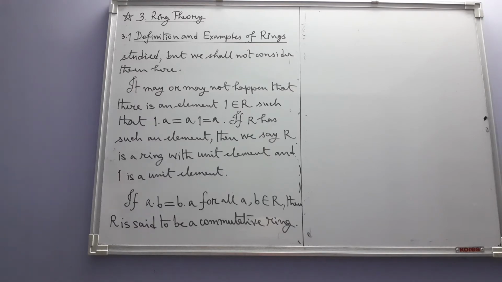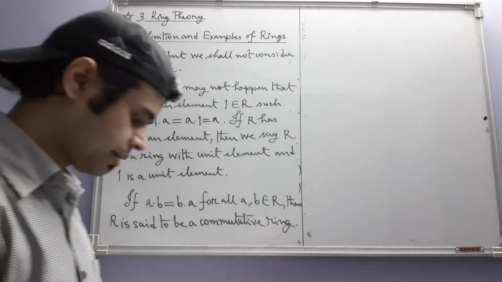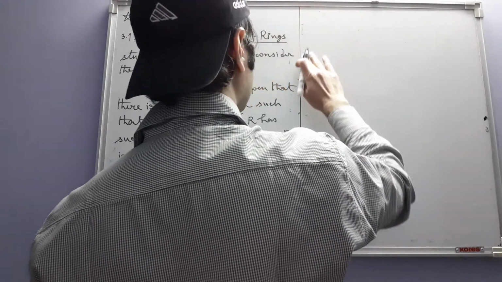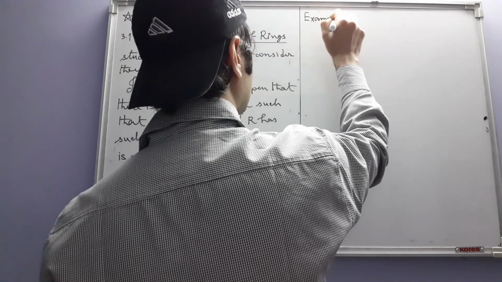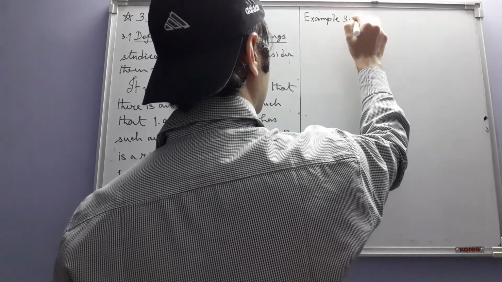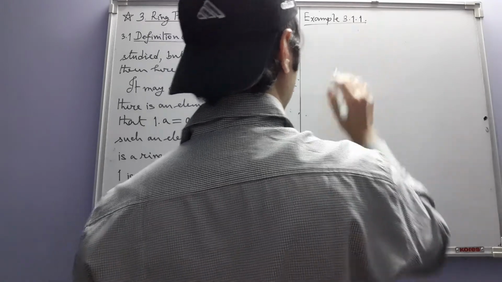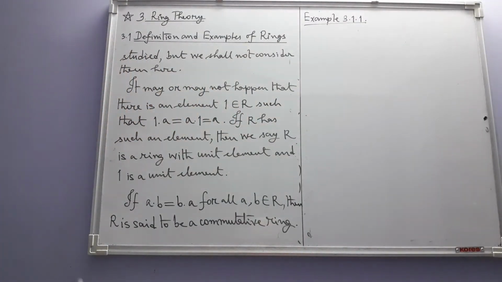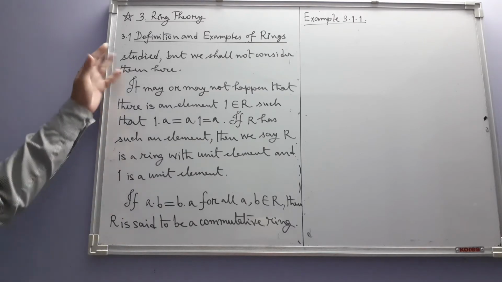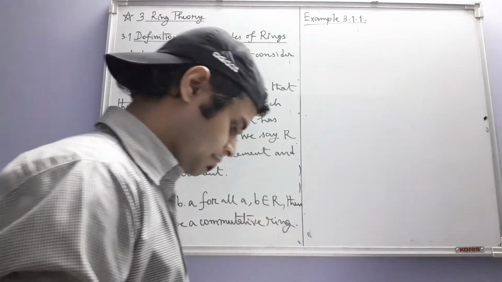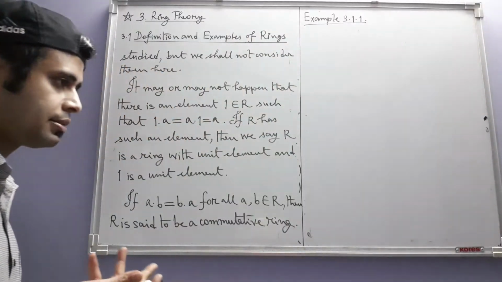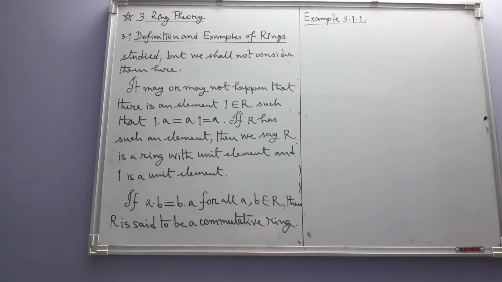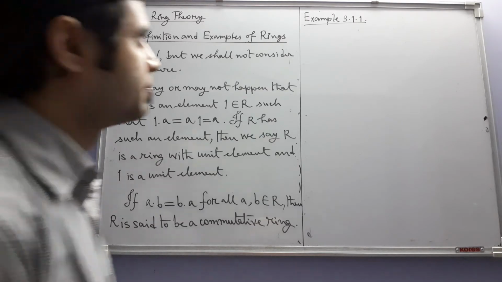Right. So let us now go to the examples. Example 3.1.1. Here, however, Herstein decides to number the examples properly, but definition he does not care. Okay, so the first example is naturally going to be the system of integers, because we have said that from there only things are arising.